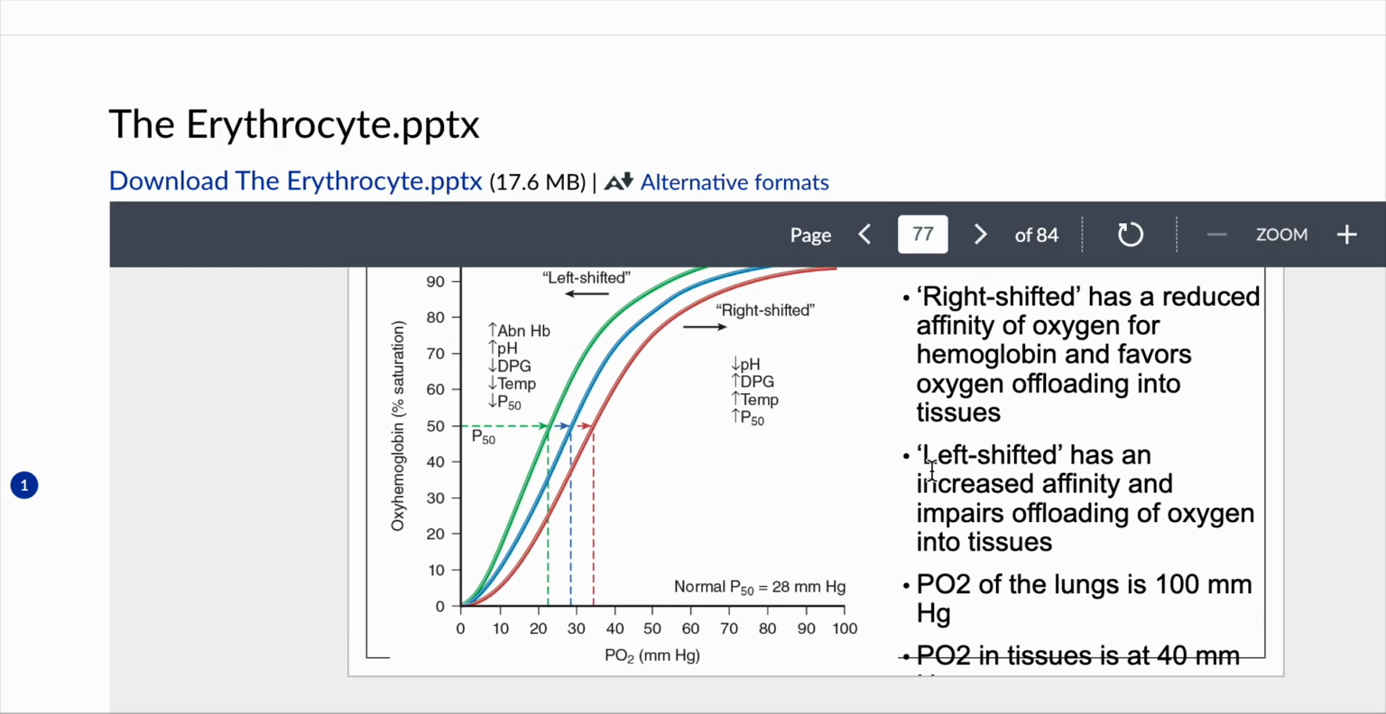All right. So when we increase the 2,3-DPG, we see a right shift. When the amount of DPG decreases, we see a left shift. So right shift means lower affinity for oxygen. So increased DPG lowers the affinity for oxygen and it wants to unload in the tissues.